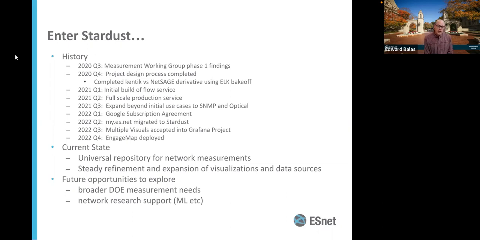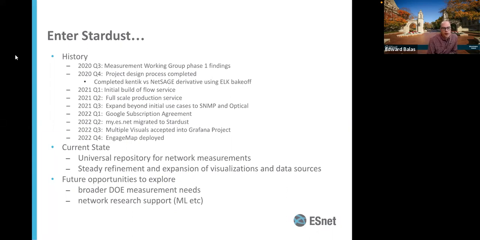In the current state of affairs, we're using it as a sort of universal repository. It's our data lake, if you want to use buzzwords, for all the network measurements. And it's being curated and expanded over time, in an incremental and ongoing fashion.